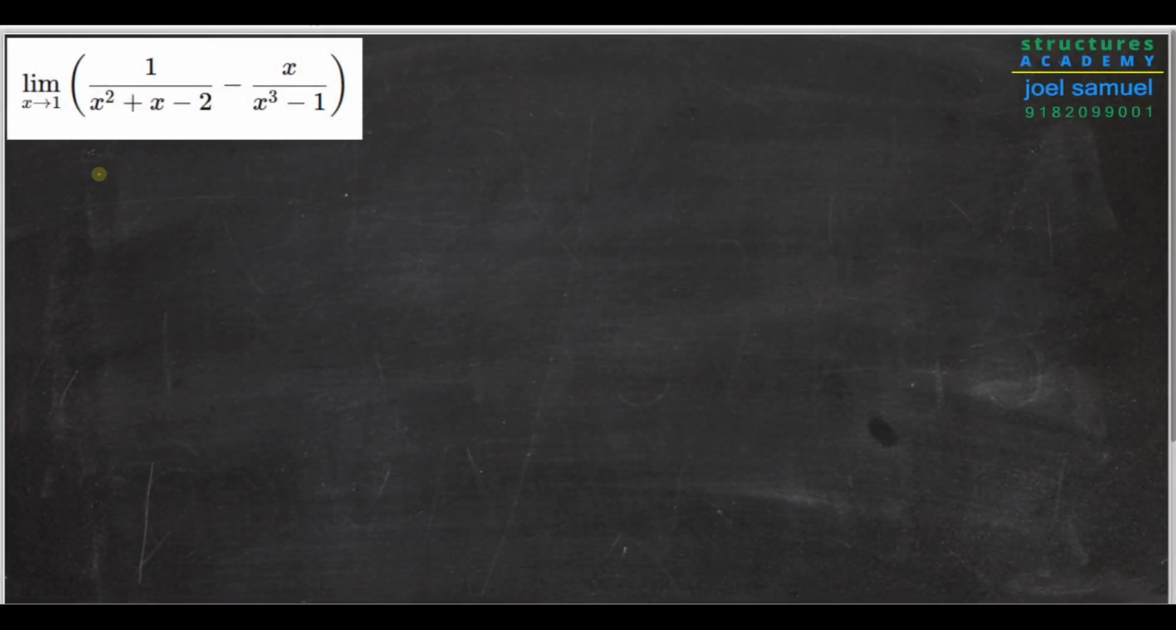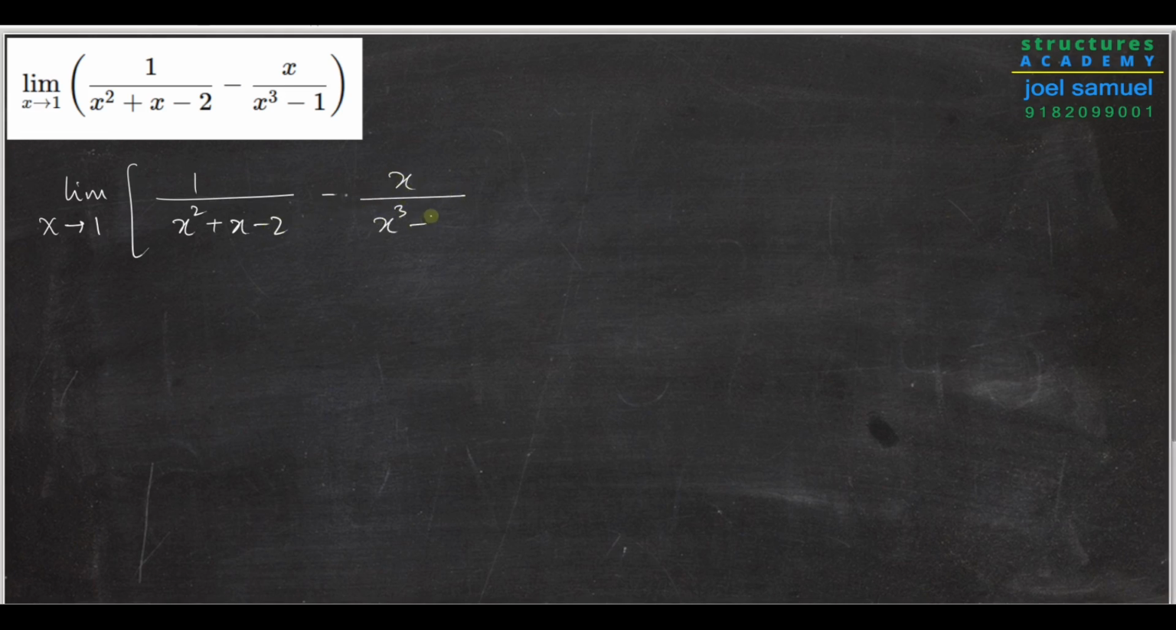Alright, let us look at another question where we have been asked to evaluate the limit of 1 upon x square plus x minus 2 minus x by x cube minus 1 as x approaches 1. So let us note down the question. Limit as x approaches 1, 1 by x square plus x minus 2 minus x divided by x cube minus 1. So if we try to put 1 into the function, let us see what happens.